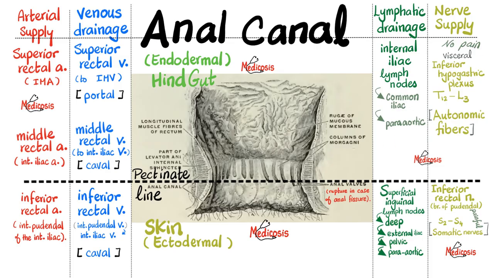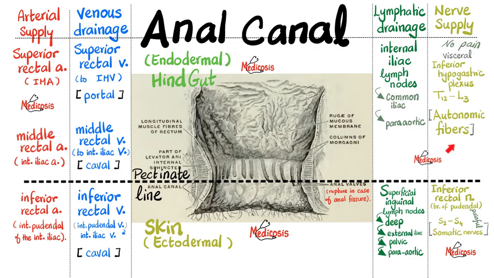Now let's take it to the clinic. Let's talk about hemorrhoids or piles. External hemorrhoids hurt, whereas internal hemorrhoids bleed. Why don't the internal hemorrhoids hurt? Because they are not supplied by somatic nerves. They're supplied by autonomic nerves. Internal hemorrhoids bleed, whereas external hemorrhoids hurt.